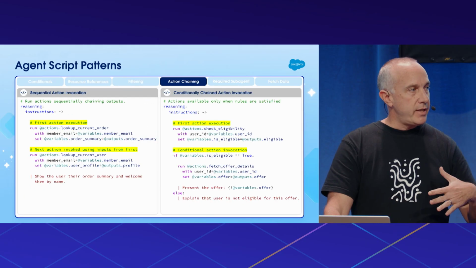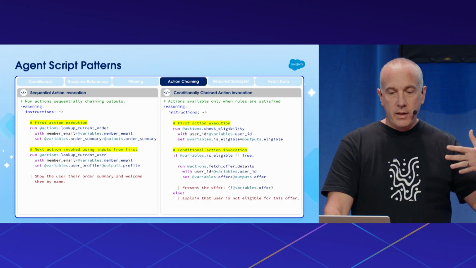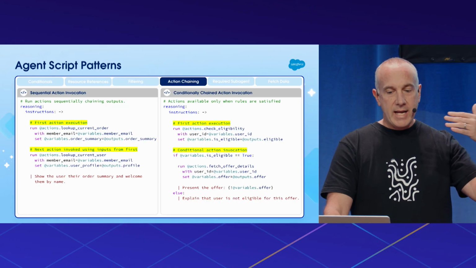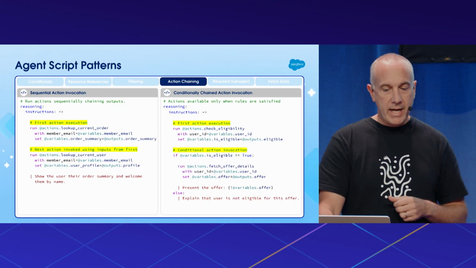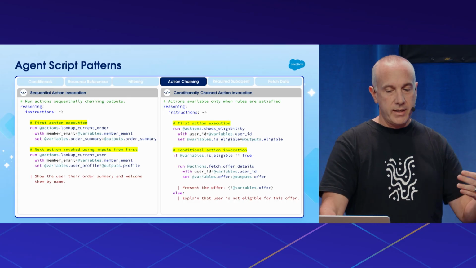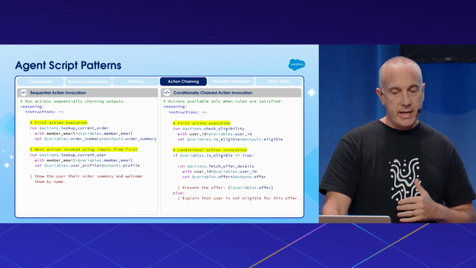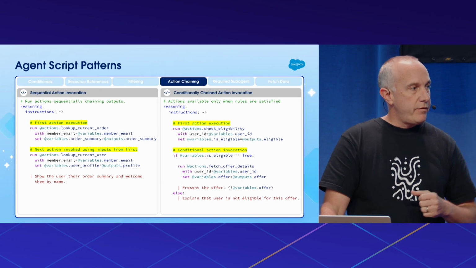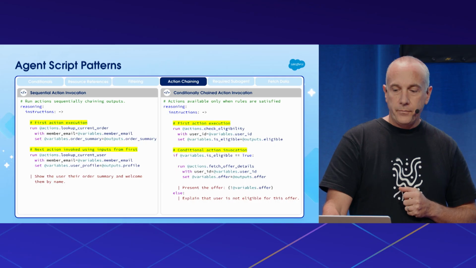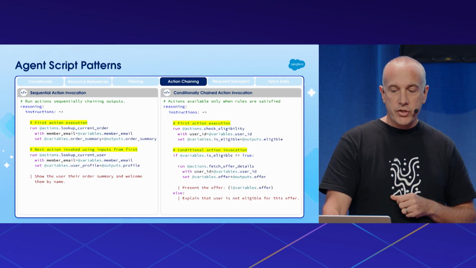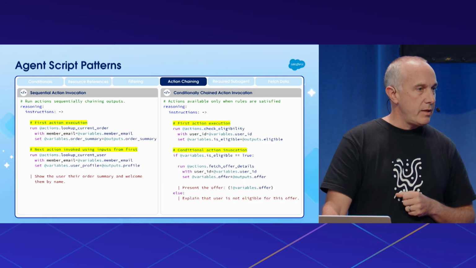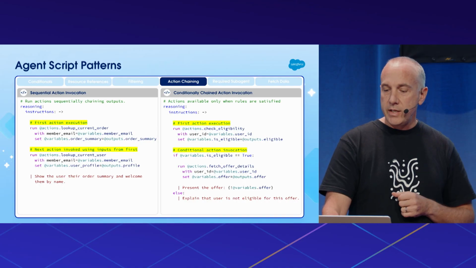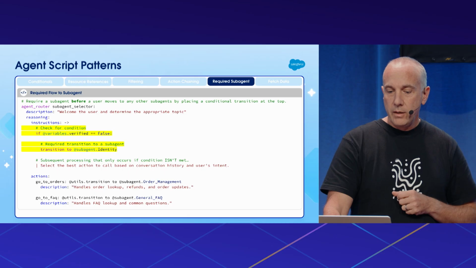I can chain actions together. Super important. So the left-hand side, I'm chaining actions sequentially. I'm running an action called lookup current order. I'm passing in an input, again, deterministically, and I'm setting a variable for the output. And then I can immediately chain another action using the output of the first action as the input to the next action. And then I can conditionally chain actions together. So again, I can use if-else statements. I can run an action and then optionally run the next action if a variable is set to true.